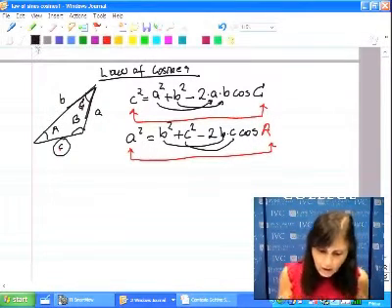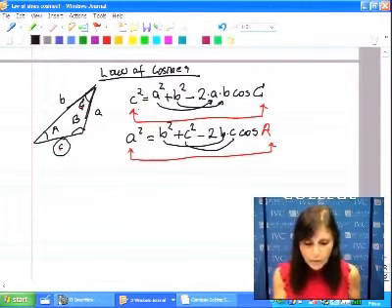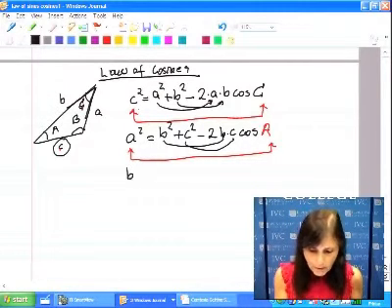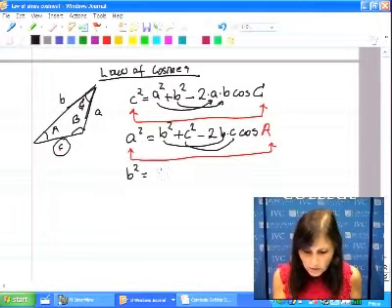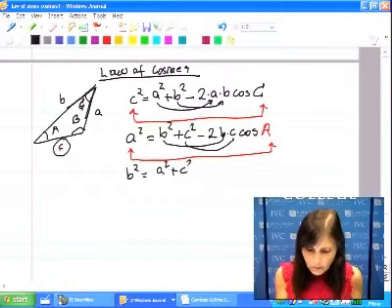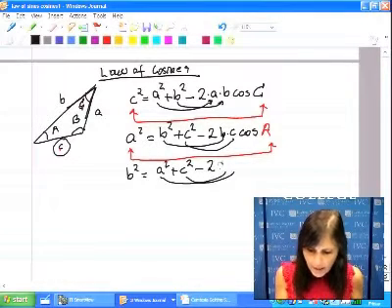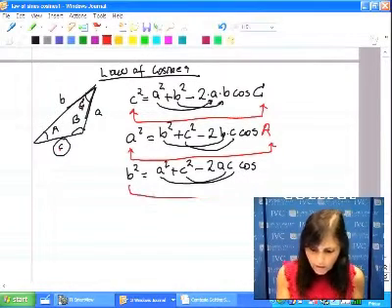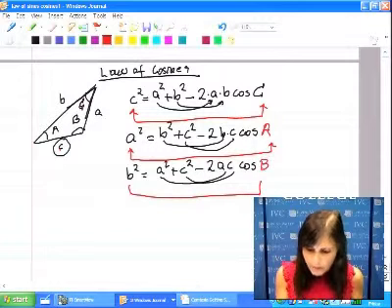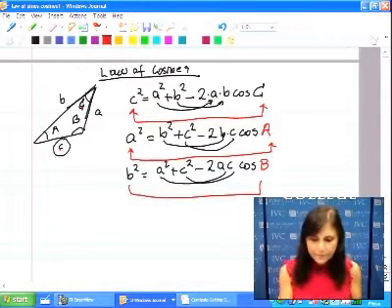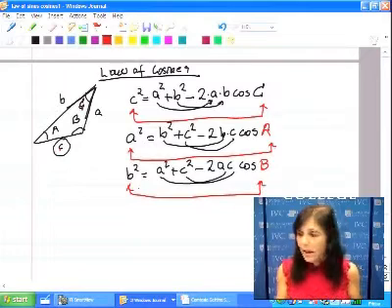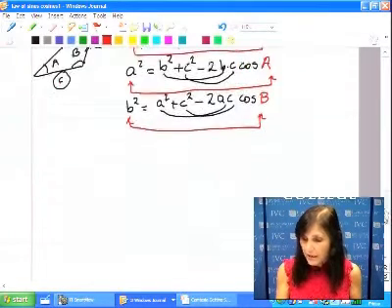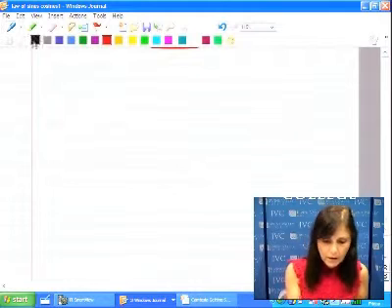Okay, let's write the last one. So b squared equals the other two sides, which is a squared plus c squared minus 2ac cosine of the angle opposite, that's going to be b. Alright, now let's apply one of the triangles and try to solve it.